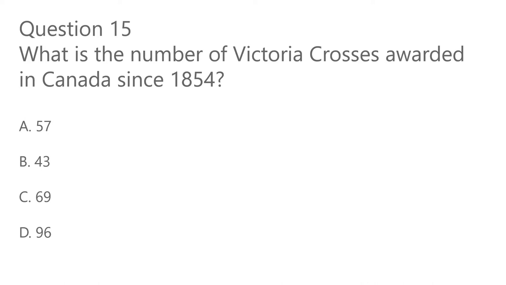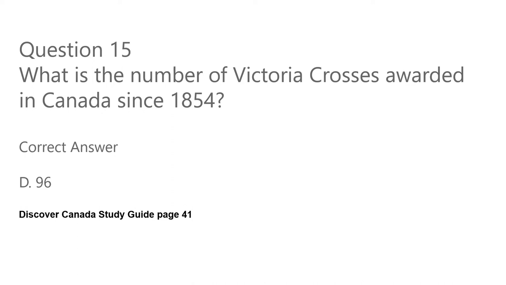Question 15. What is the number of Victoria Crosses awarded in Canada since 1854? A. 57. B. 43. C. 69. D. 96. Correct answer: D. 96. Discover Canada Study Guide, page 41.